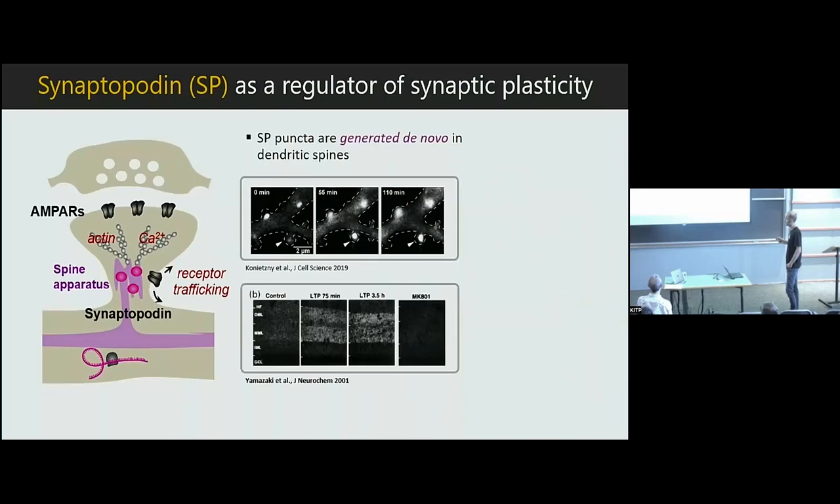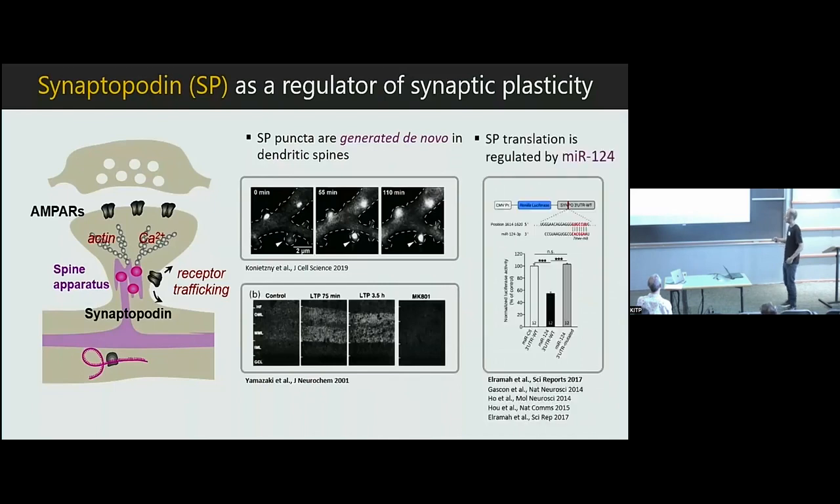One is that there's no obvious transport of Synaptopodin when doing live cell imaging. So the Synaptopodin puncta seem to appear directly within spines. Another piece of evidence is that when you perform LTP in acute slices, Synaptopodin immunoreactivity appears directly in the stimulated layers, not in the cell body layer, for instance, suggesting a local synthesis of Synaptopodin.